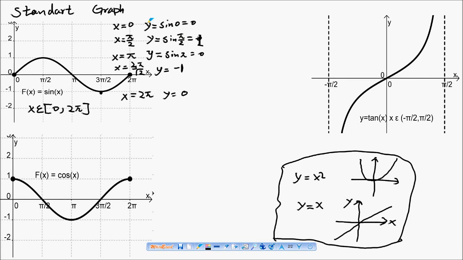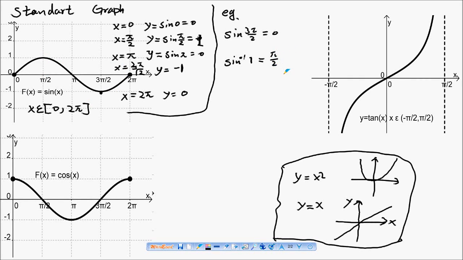So with this kind of information, with the help of the standard graph, you can do some questions such as sine 3 pi on 2, or inverse sine 1. Reading from the graph from 0 to 2 pi, which is from 0 to 360 degrees, the only answer is pi on 2. Or inverse sine of minus 1, reading it from the graph, is 3 pi on 2.